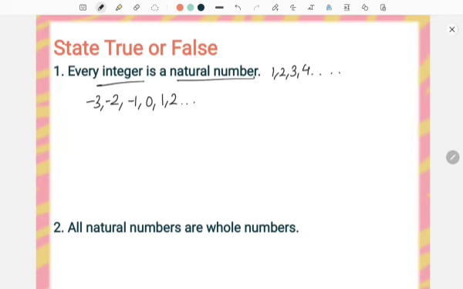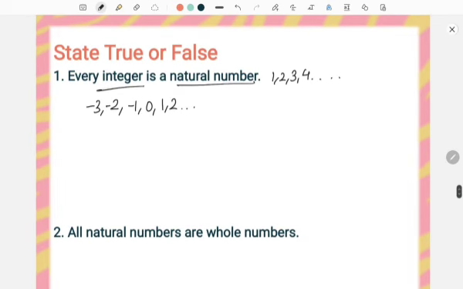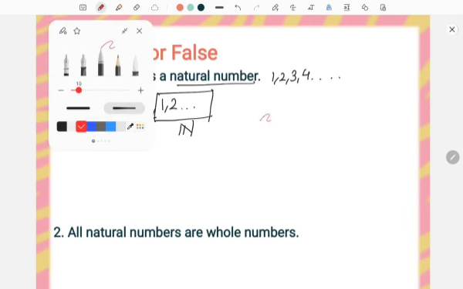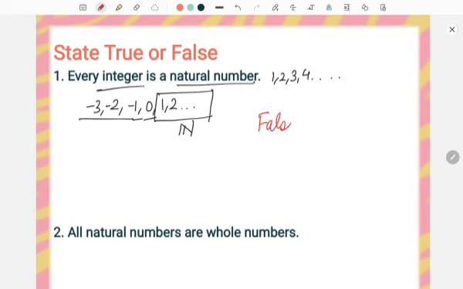Every integer is a natural number. क्या सब integers natural number होते हैं? क्या ये numbers natural numbers हैं? Are these a part of natural numbers? No. सिर्फ ये वाला section moving forward is a part of natural numbers. ये सब natural number का part नहीं है. So every integer is not a natural number. So the statement that we have here is false. It is a false statement.